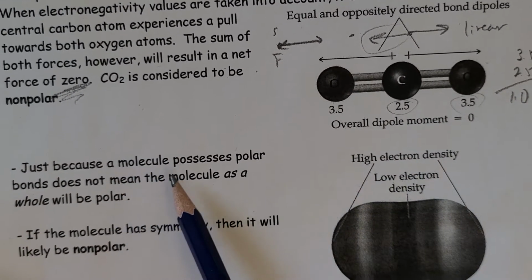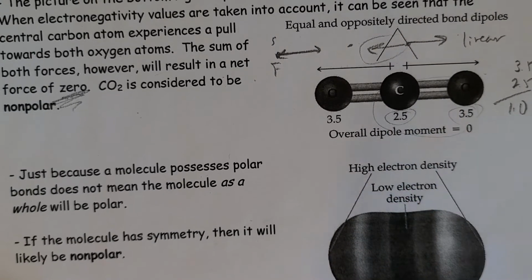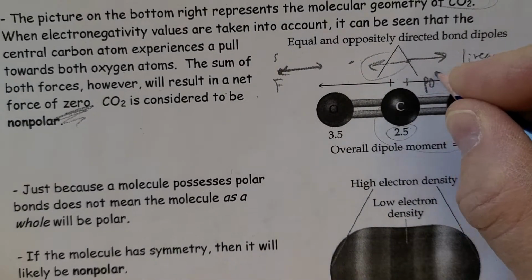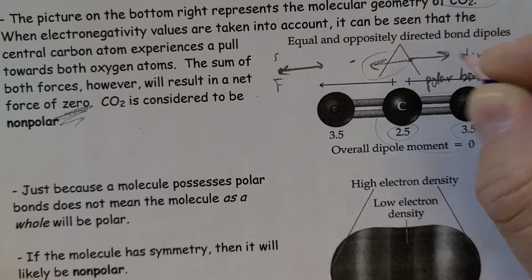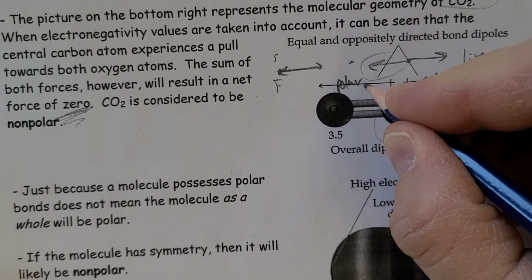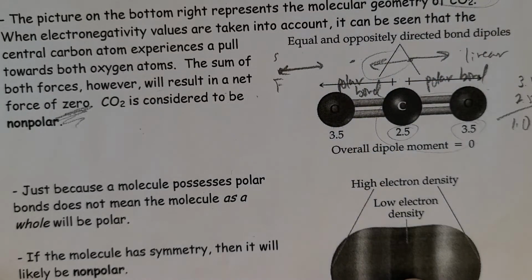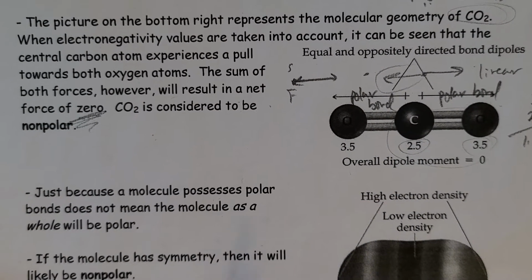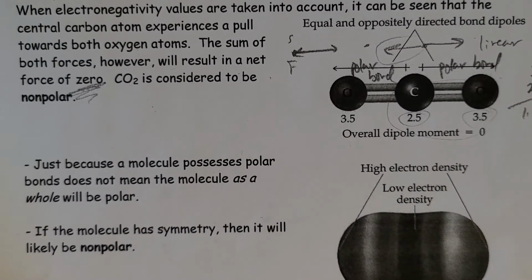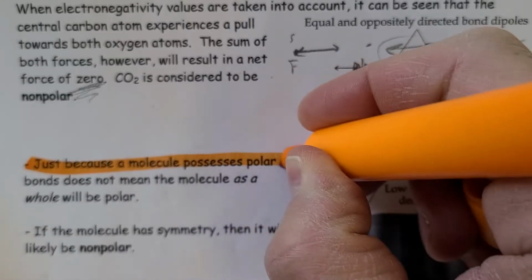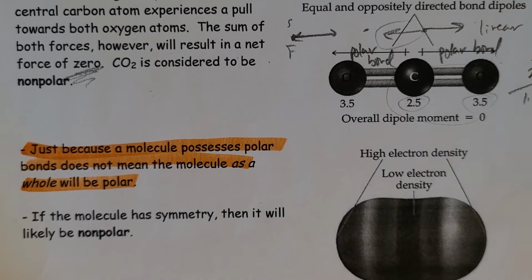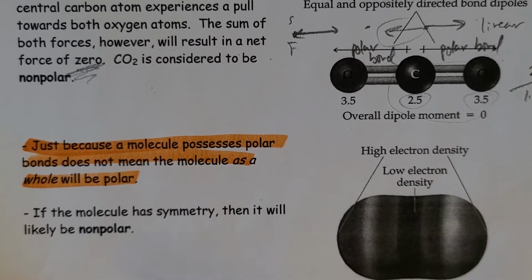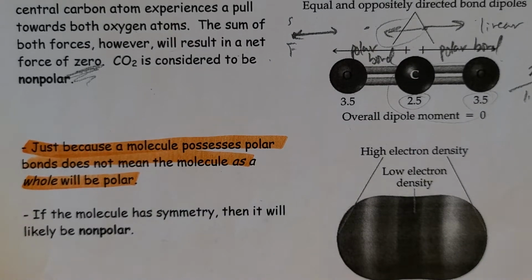So just because a molecule possesses polar bonds, such as here, we have a polar bond, and here we have a polar bond, because there is a pull in a particular direction and that difference in electronegativity is greater than 0.4. But as a whole, the molecule may not be polar. It has to do with the symmetry of that molecule. Do those forces cancel each other out? If the molecule has some kind of symmetry, then it may be nonpolar, as we'll see on the next page.